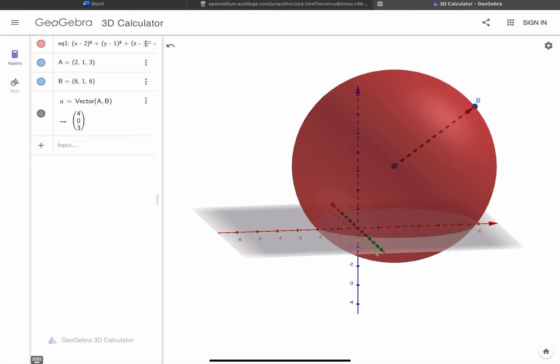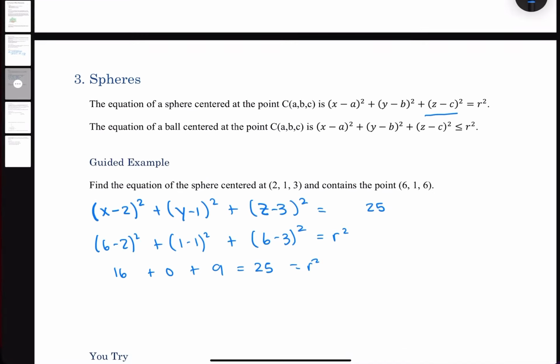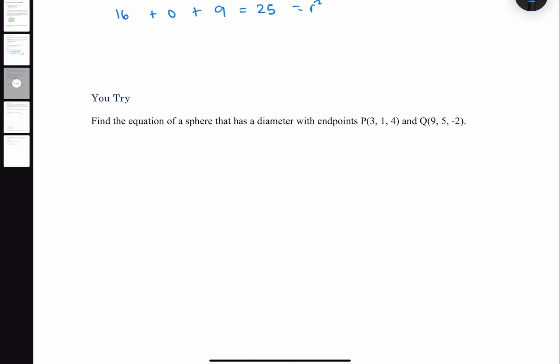So like the inside of the ball, like if you think about one of those squishy balls where it's solid all the way through. That's the internal part, the ball. The shell, the part that we can touch, the surface area, is the sphere. So, all right, you try.